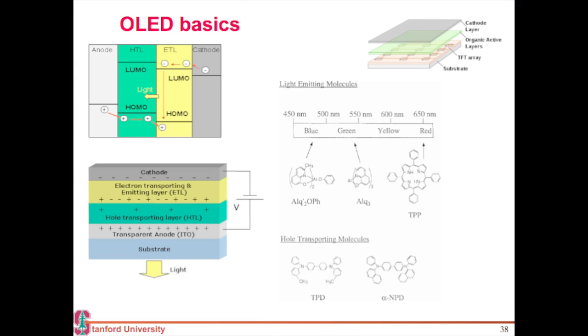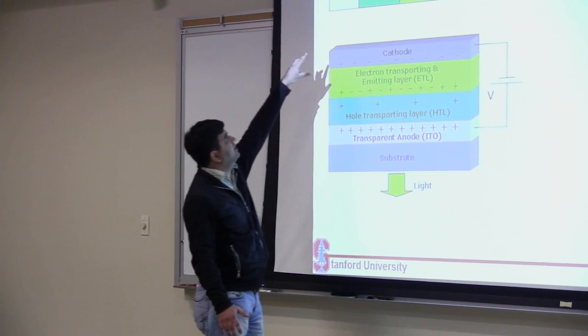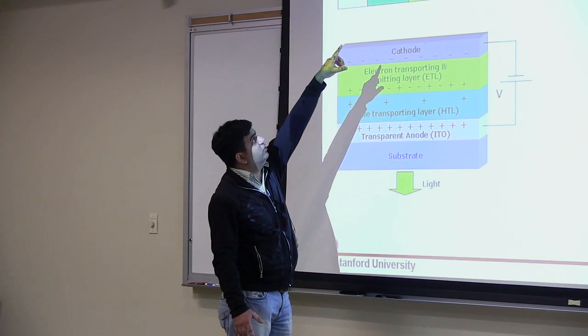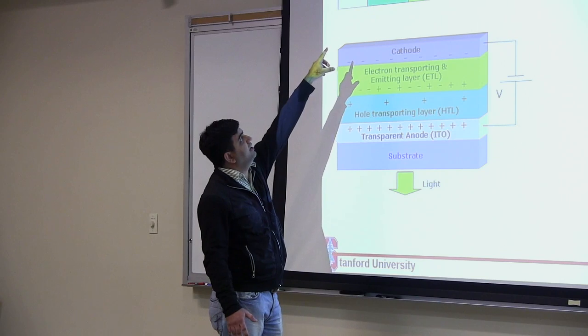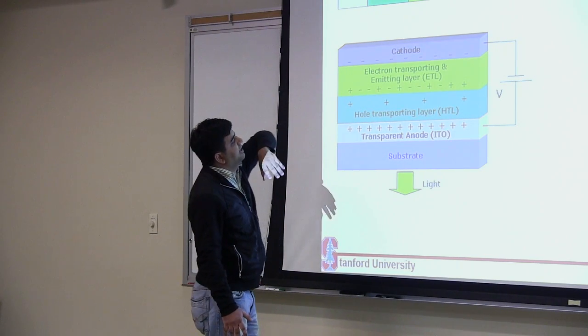You have a cathode, which is a material with low work function. They use things like barium, calcium. You have two of these layers. One is the electron transport layer. Then you have a hole transport layer. And then you have an anode, which is transparent. So it's typically made of something called indium tin oxide, which by good fortune also has a high work function. So this high work function layer can easily supply holes. That low work function cathode can easily supply electrons, and they come and combine and generate light.